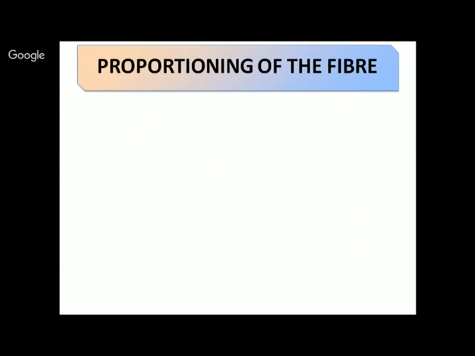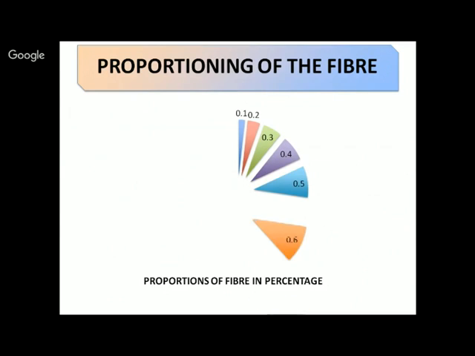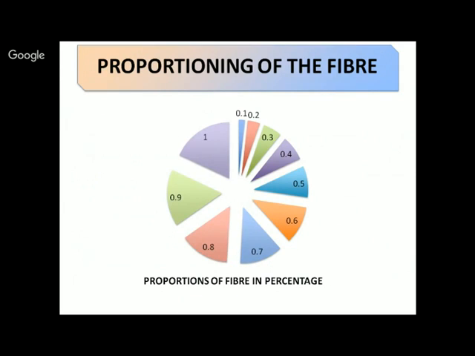Now I would like to come to the experimental part. Fibers are proportioned based on literature review of other researchers. These are the proportions of fiber: 0.1, 0.2, 0.3, 0.4, 0.5, 0.6, 0.7, 0.8, 0.9, and 1.0% by weight of dry soil.